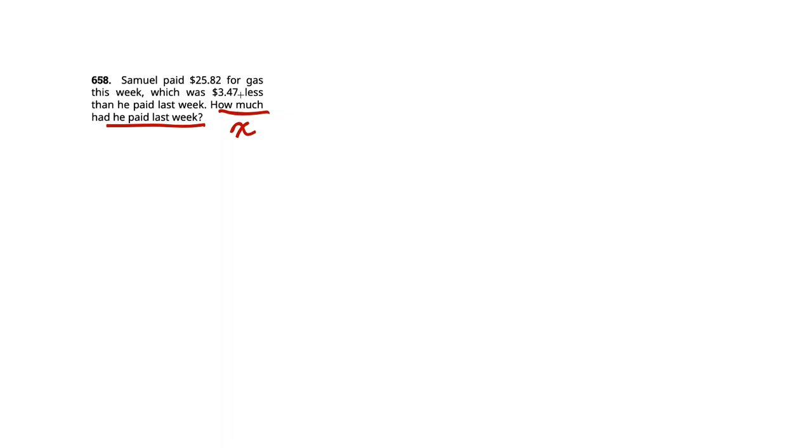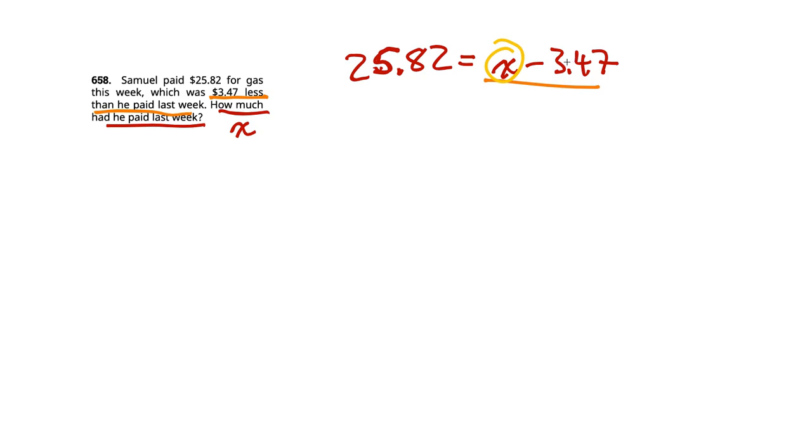Samuel paid $25.82 for gas this week, $3.47 less. So 25.82, oops, I got a little crazy with the decimal. That's part of the 5 now. 25.82 is 3.47 less than what he paid last week. This is, I want to underline in orange, 3.47 less than what he paid last week, in orange. So you know the drill. I want to isolate x. I want to get rid of this minus 3.47. How do you do that? You add 3.47 to both sides. Okay, cool. And if you don't know it, you'll catch on. Don't worry.